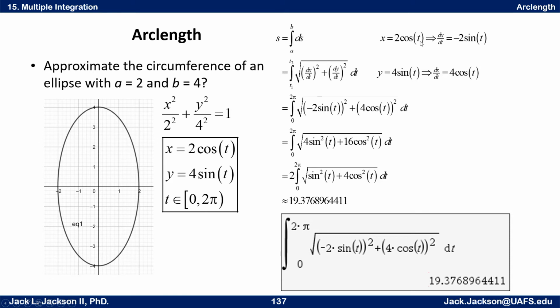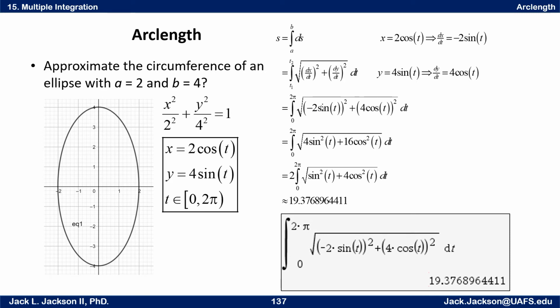Now, x is 2 cosine of t, so dx over dt would be negative 2 sine t. And y is 4 sine t, so dy over dt is 4 cosine of t. Okay, there we go. That's fixed. Okay, now, we can substitute in now. Our t is going to go from 0 to 2 pi. That will trace all the way around that ellipse exactly once.